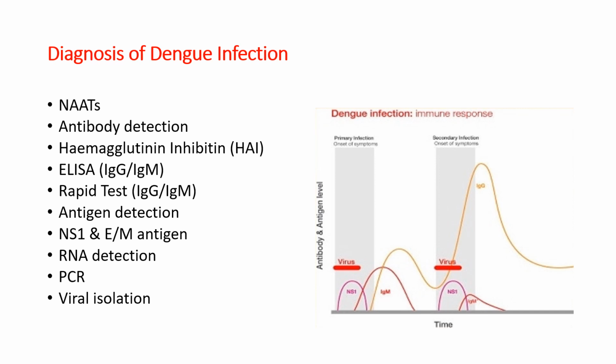Besides, there are RNA detection and polymerase chain reaction, as well as virus isolation, which are carried out for diagnosis of dengue. Don't go into any elaboration. I'm again reiterating, just mention a few of them.